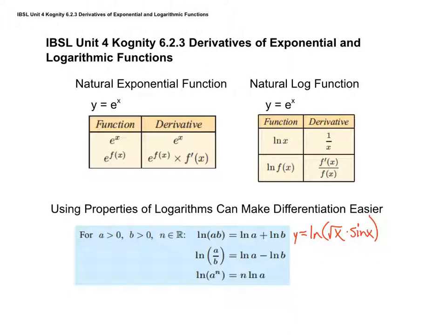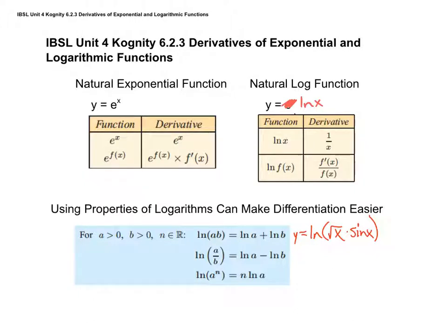So we have the rules here. We have the natural exponential function, and then the natural log function, which is not e to the x, that's ln of x. Okay? But the basic rule is, it's a nice easy one, if the function is e to the x, the derivative is e to the x. So it's the same. The derivative of natural log of x, however, is 1 over x.